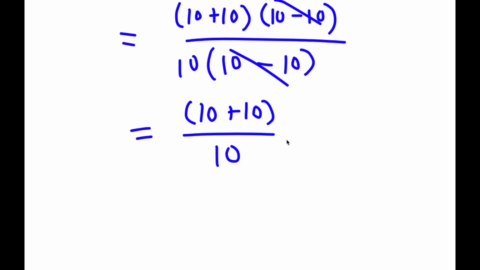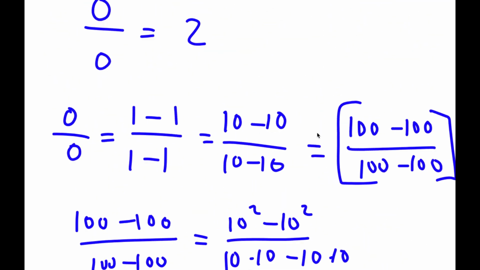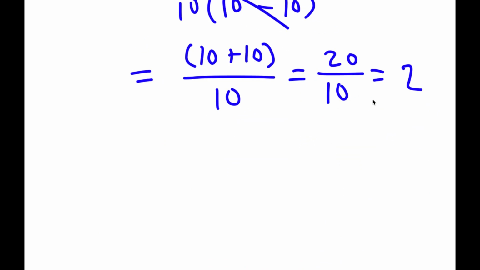Now 10 plus 10, that's the same thing as 20. So I have 20 over 10, and 20 divided by 10 is simply 2. So, as you can see, I just proved that 0 divided by 0 is equal to 2.